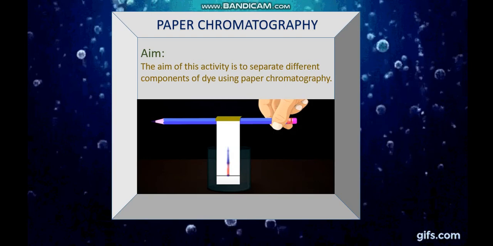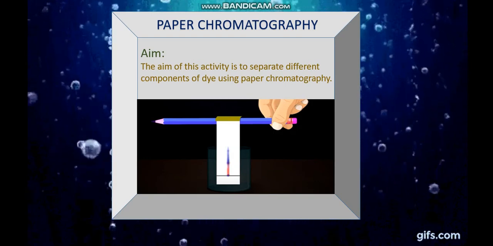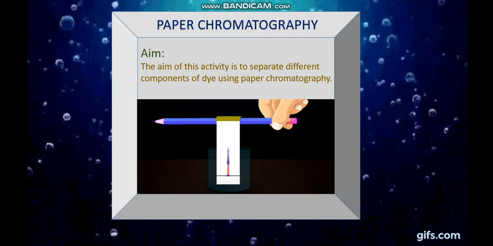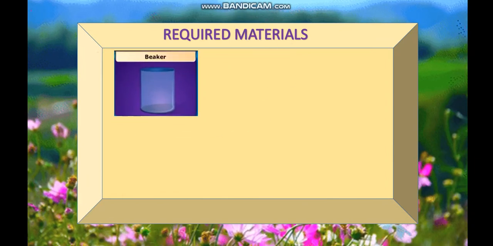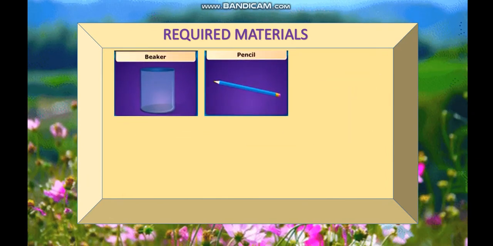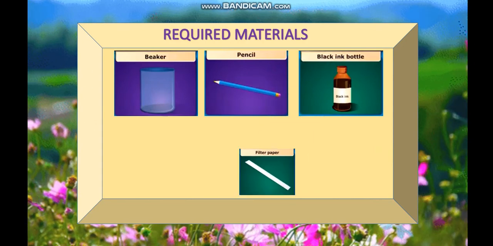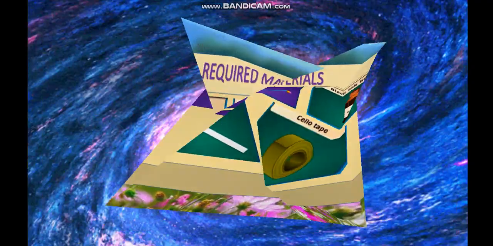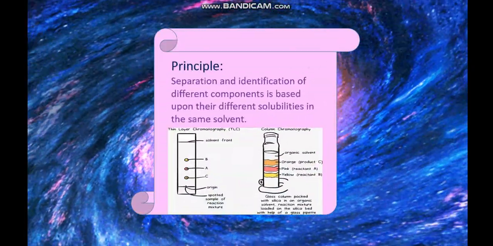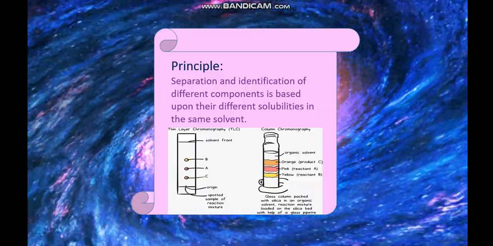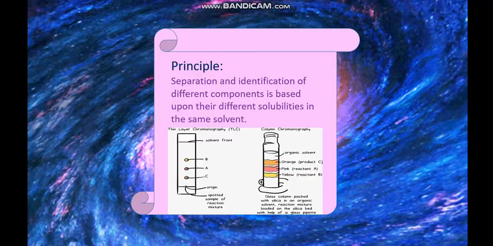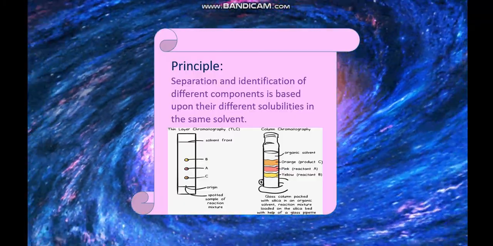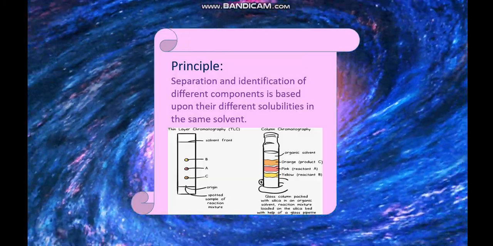The aim of this activity is to separate different components of dyes using paper chromatography. Coming to the requirements needed: beaker, pencil, black ink bottle, filter paper or chromatography paper, and sellotape. And coming to the principle used: separation and identification of different components is based upon their different solubilities in the same solvent. So your solutes are the dyes and the solvent is water.